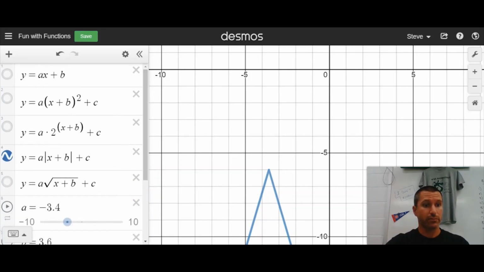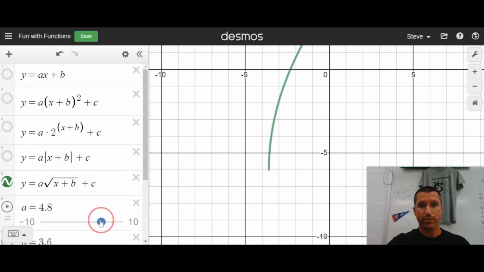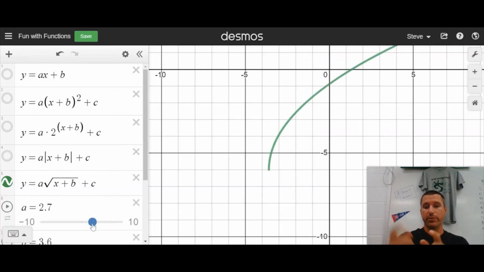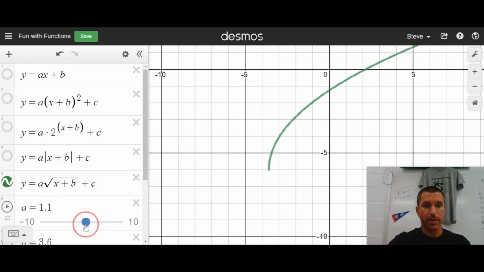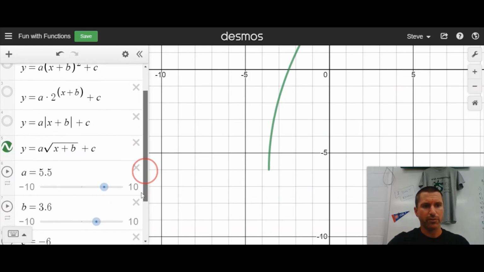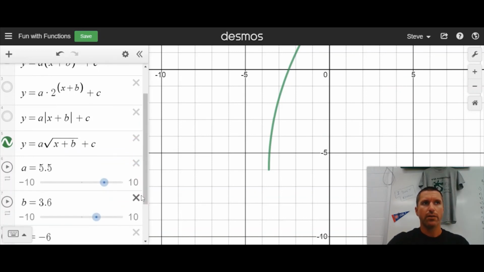All right, the last one I want to look at real quick is the radical. Same 3 letters, A, B, and C. If you start with the a value, again, it's going to increase the rate at which it is shooting up with that radical. Or if you go negative, then it flips down. So it's kind of like rate of increase and decrease. And then the b value, let's see what the b value does. It has always shifted it left and right.